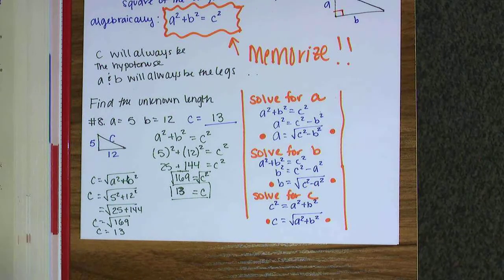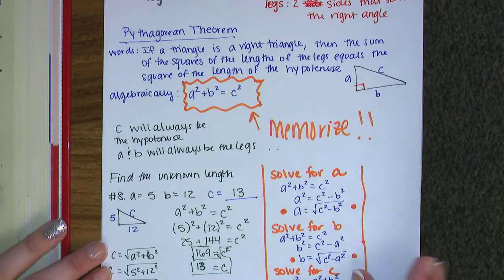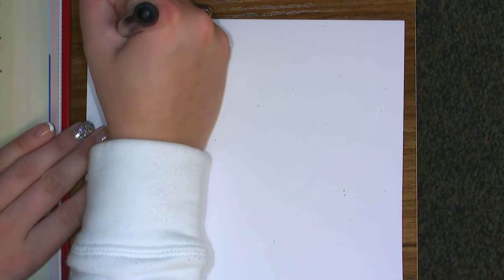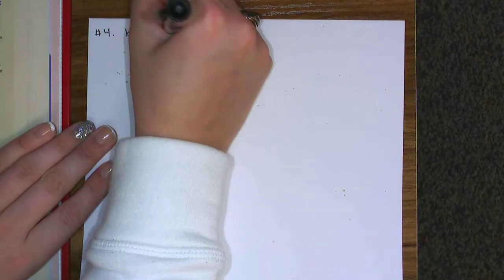All right, next problem. So now let's work backwards. So 4 tells us B is equal to 3 and C is equal to 7, meaning that I want to know what A is equal to.